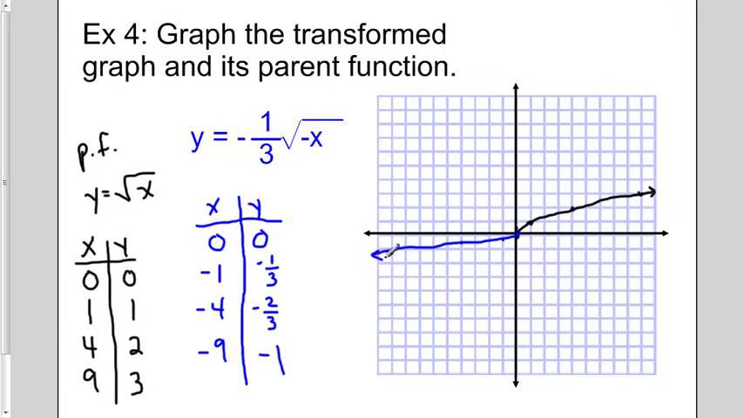So what this one did was it flipped it upside down. So it flipped it over the x-axis, flipped it over the y-axis, and this 1/3 pushed it down. It was a vertical compression by a factor of 1/3, so it made it a lot skinnier. Okay, and those are our 4 examples of graphing transformations.